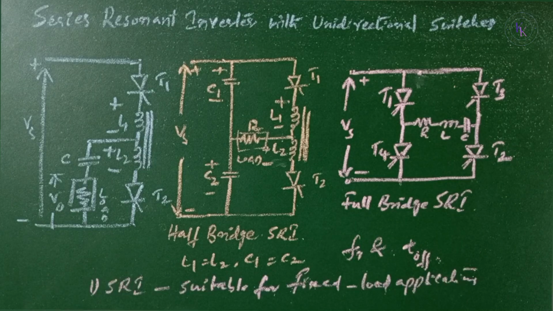In our case, we consider the load as a resistance R that could be connected in parallel with the capacitors. Now I am using SRI to represent series resonant inverter in this video. This is not the standard form.